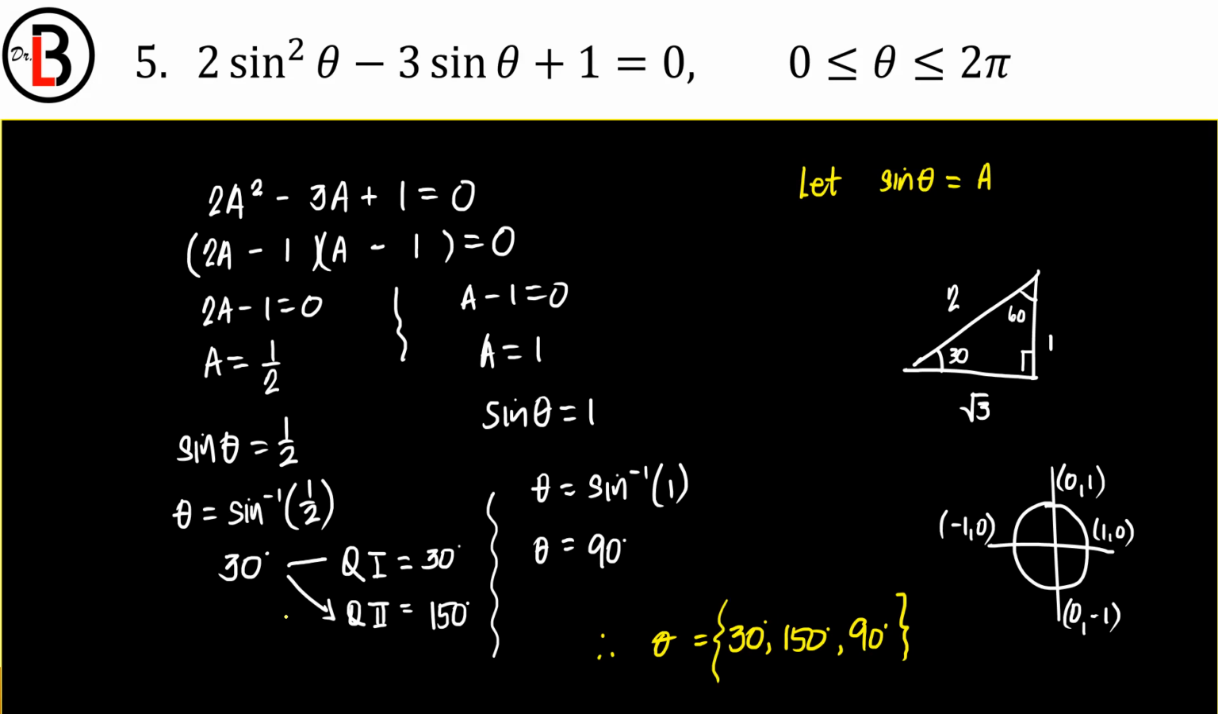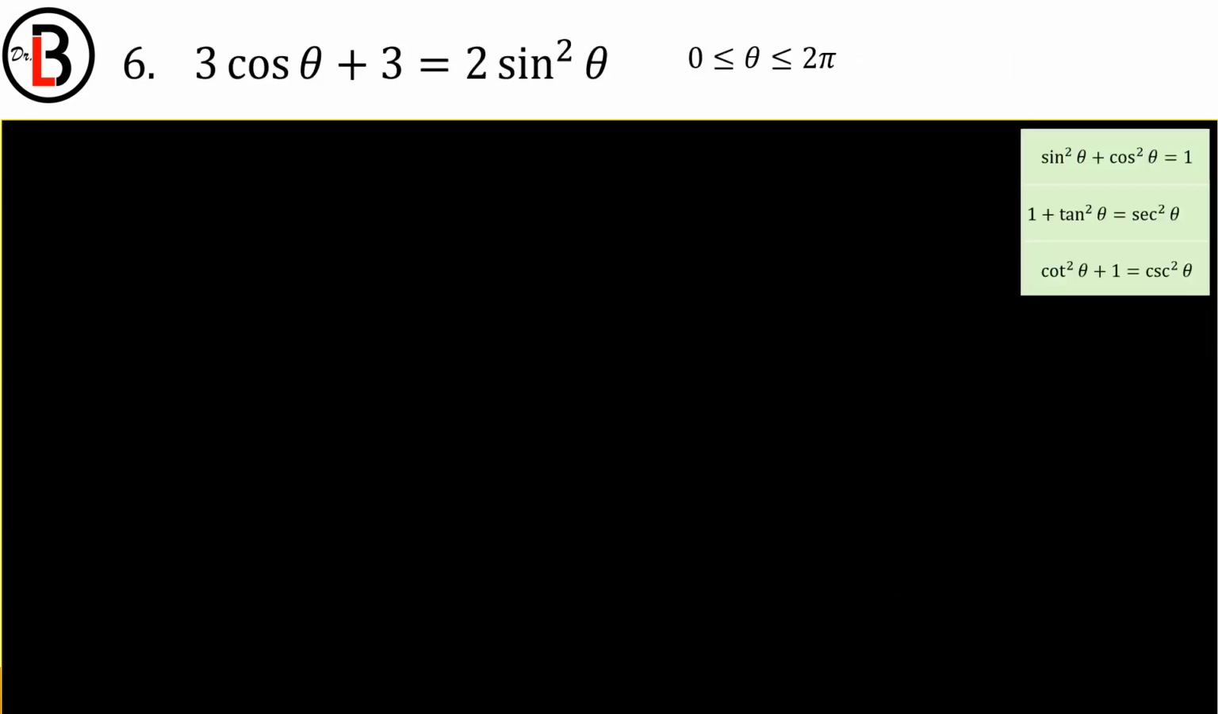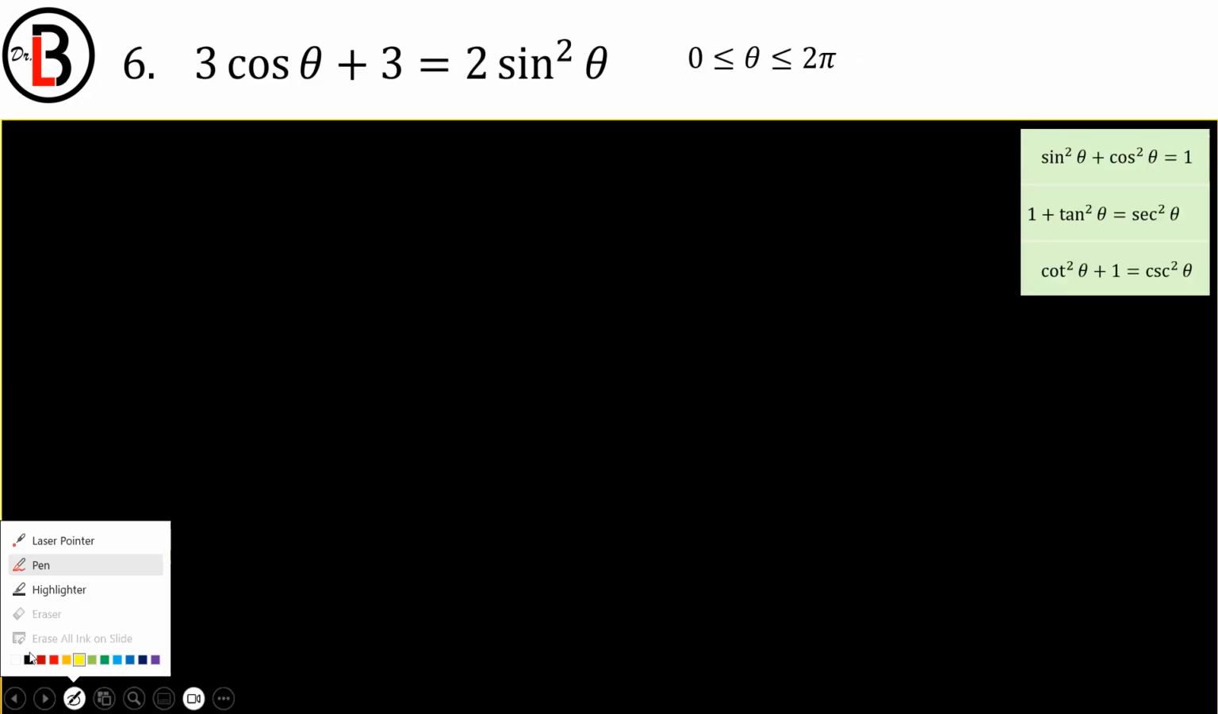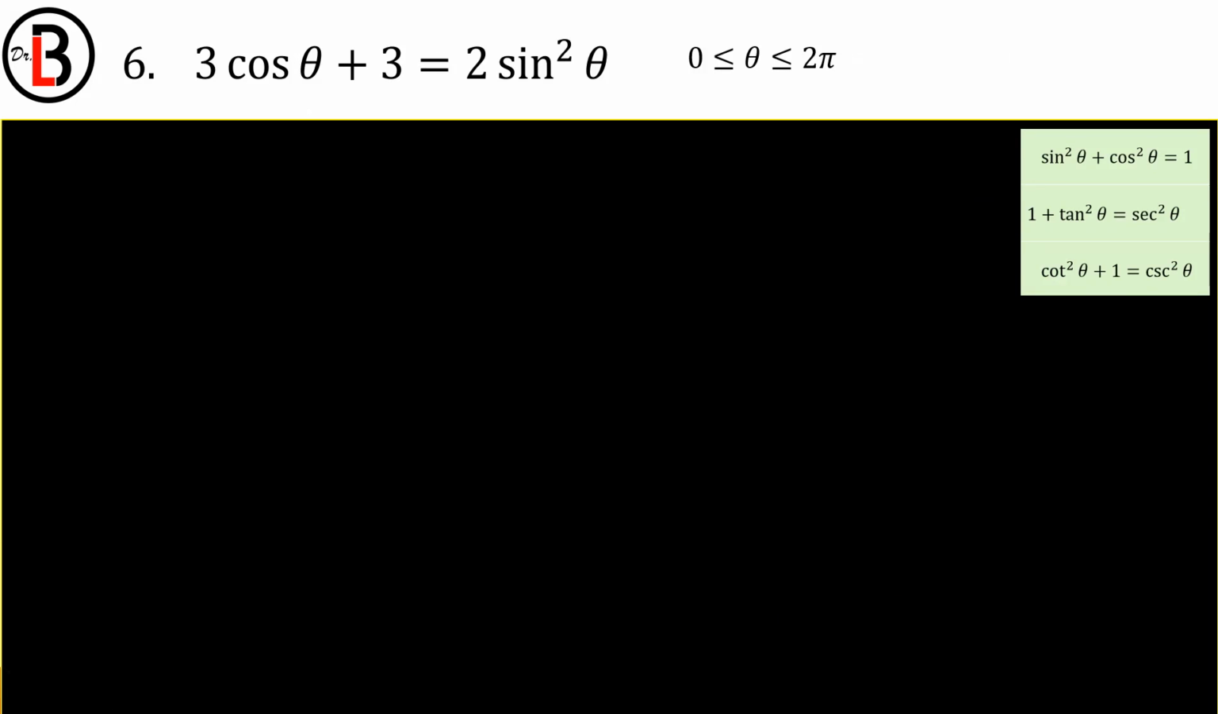So those are the possible answers for theta within 1 revolution. Let's try another one. But then this one, look at number 6. You have a combination of cosine and sine squared. So there's a problem. We have to make both of them at least be the same. But sine squared can be rewritten using the Pythagorean relationships: sine squared plus cosine squared is equal to 1.